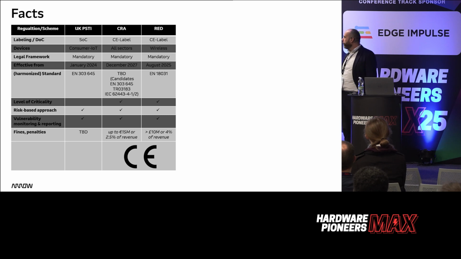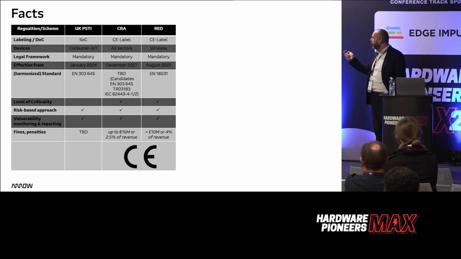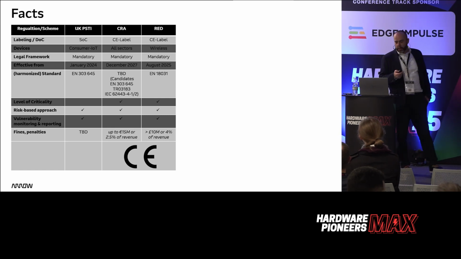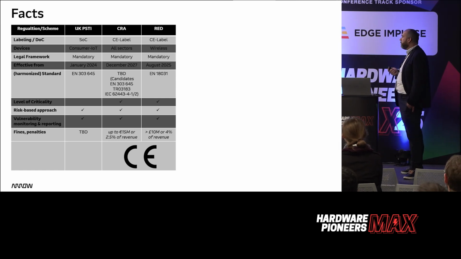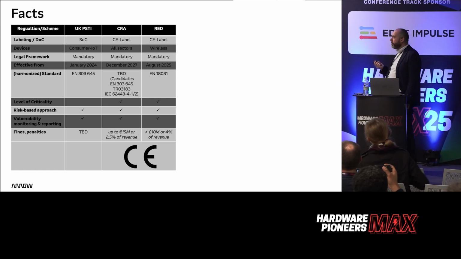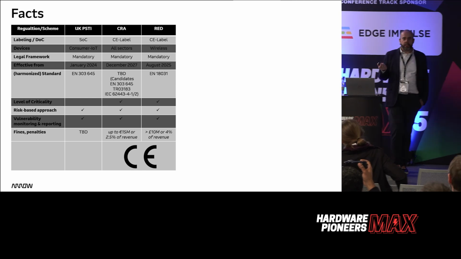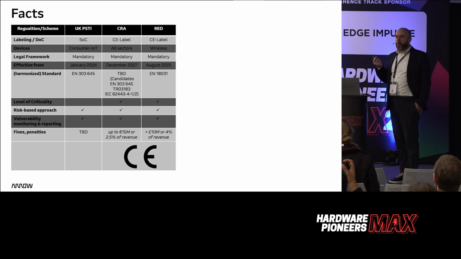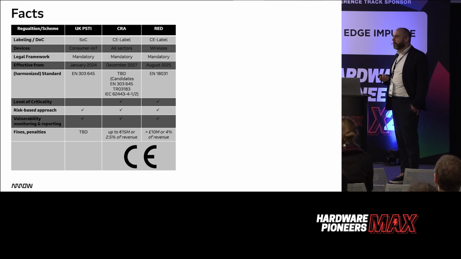Okay, and here's just an overview of the penalties. I was wrong earlier. It's 2.5% of your revenue for CRA, and 4% of your revenue for RED. These numbers will cripple businesses, and the reason they're so high is because enabling security is complex and difficult.